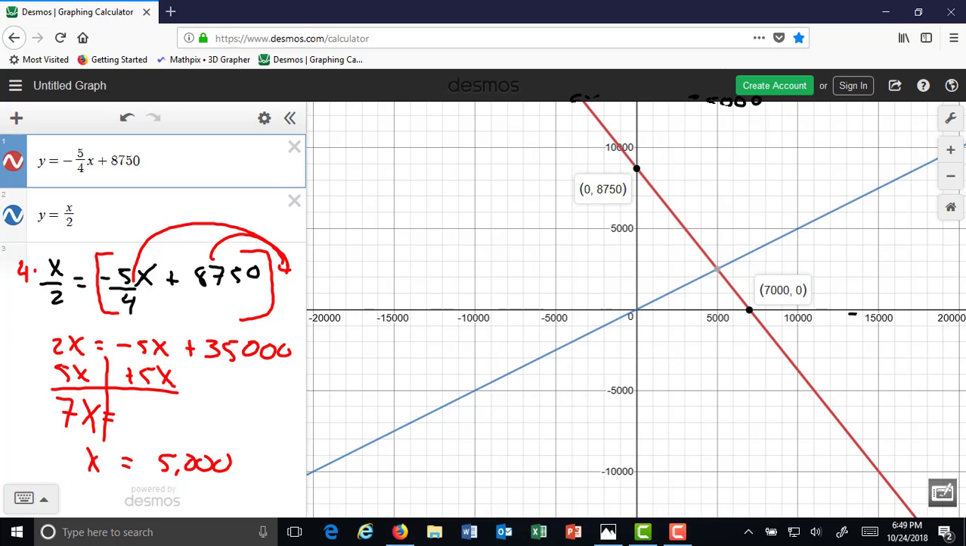Look where it's under. How about to find this guy? Well, look at this equation here. This looks like the easiest one. Well, x is equal to 5,000. If x equals 5,000, guess what y equals? Half of 5,000. 2,500. So look at between 0 and 5,000.